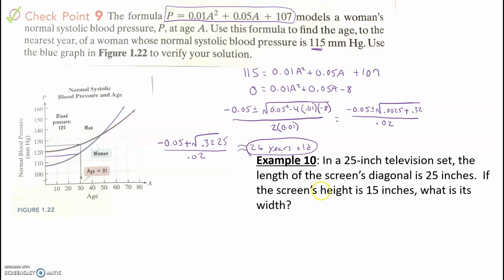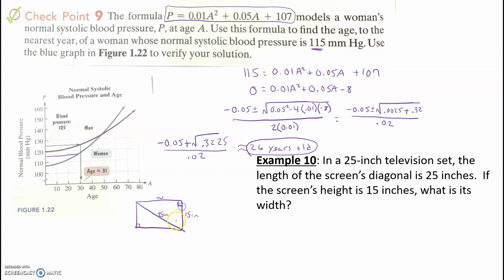All right, next one, last one. This should take you back to your geometry days. A 25-inch television set. In a 25-inch television set, the length of the screen's diagonal is 25. So you're talking about a TV set. All right, there's your right angles. The diagonal is 25 inches. The height is 15. And the width is, we don't know.